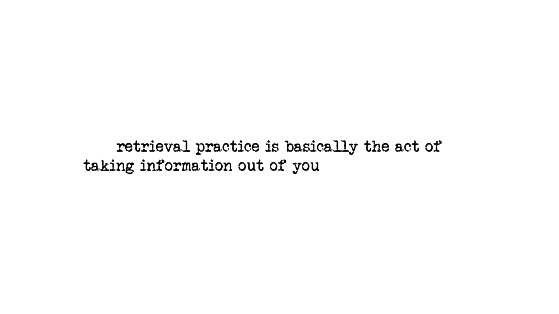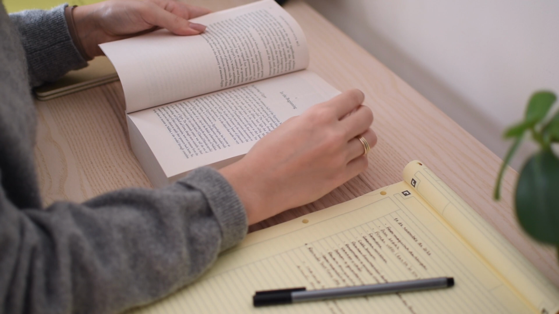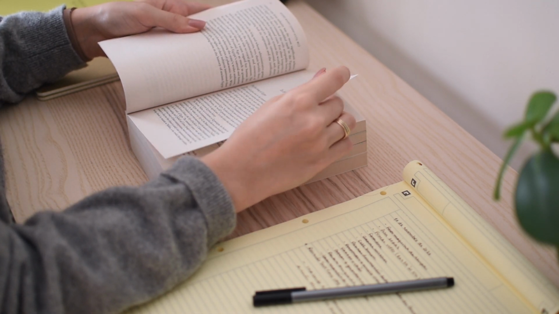Retrieval practice is basically the act of taking information out of your short-term memory into some external process that allows you to take it back into your brain, into your long-term memory. Well, and if this sounds confusing, here's an example. You read a chapter from your textbook. This information is stored in your short-term memory. It's there, but it won't last long.